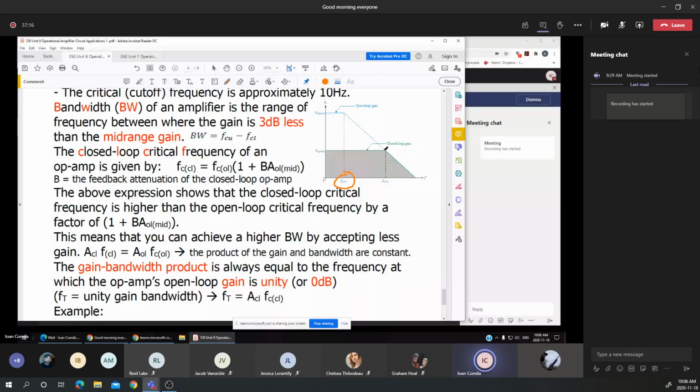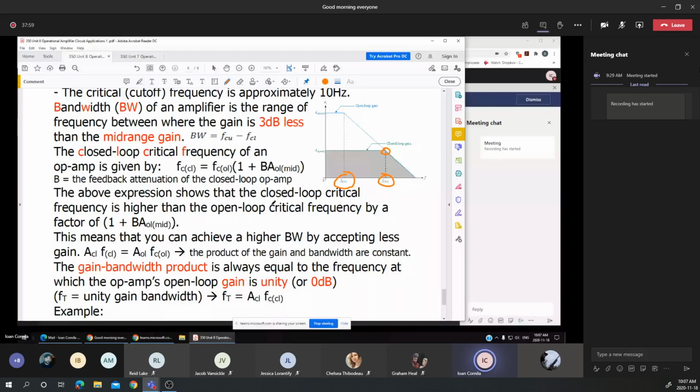And to remind you, how can we define the critical frequency? It's where there is a drop in the gain by 3 dBs. That's a very small drop in gain compared with a constant gain that may be obtained across a wide frequency range. You notice that the closed loop critical frequency is much larger than the critical frequency for an open loop. But again, it's always a trade between the gain and the frequency.